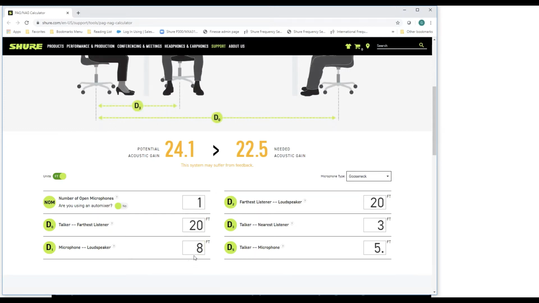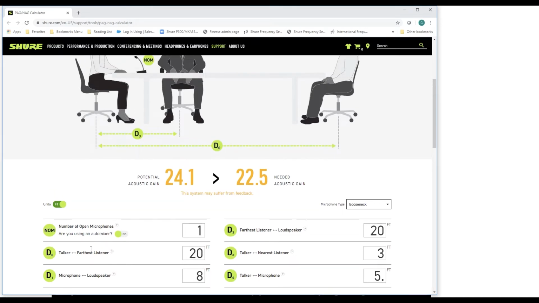Okay, so now we move the microphone closer to the talker by having the distance and further away from the microphone by having that distance, right? Now our potential acoustic gain is greater than the needed acoustic gain. However, it says here the system may still suffer from feedback, even though it's greater. Why is that?